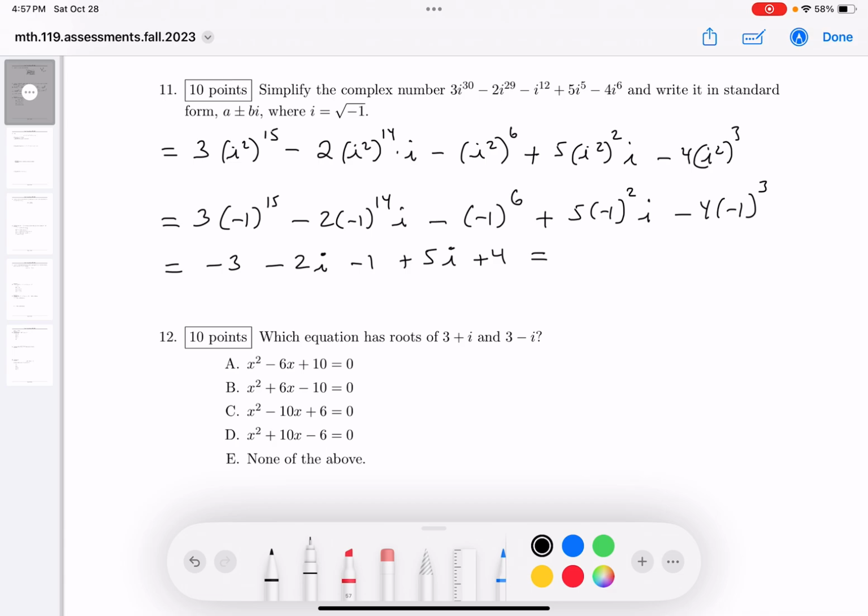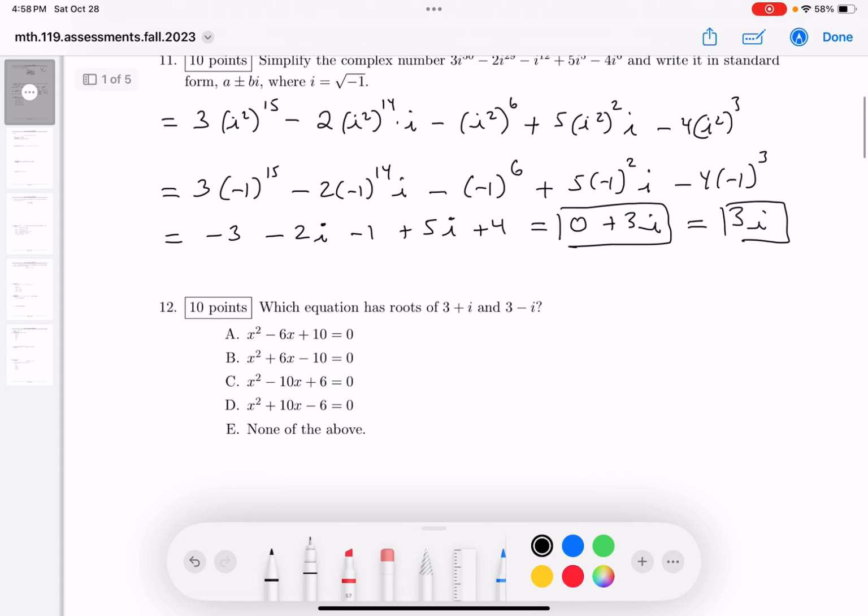I'm going to add the real parts together first. -3, -1, +4. Well, that's going to be 0. Let's add the imaginary parts together now. So it's -2 plus 5, which is +3i. It's okay to write it this way, but I would simplify and just simply say 3i. Both are acceptable answers, by the way. Let's do the next one.